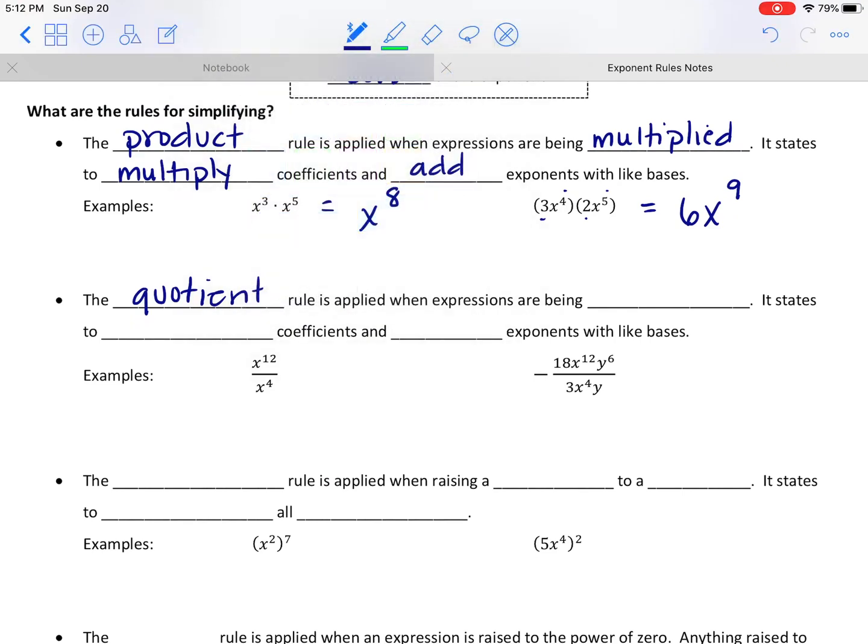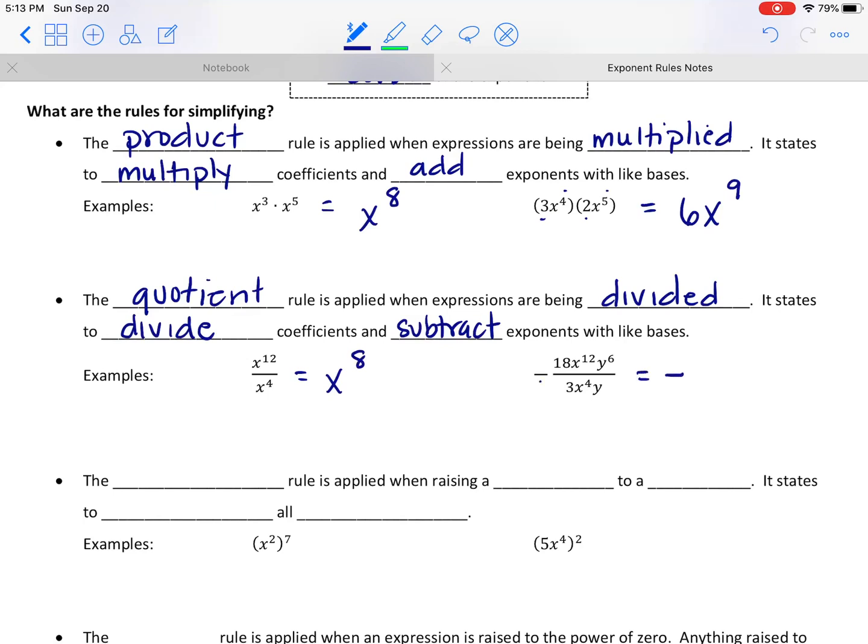So this is going to be applied when we are dividing. When our monomials are being divided, it states to divide the coefficients and subtract the exponents. And again, we're going to be able to subtract exponents for like bases. So here, x to the 12th over x to the 4th becomes x to the 8th power. 12 minus 4 is 8.